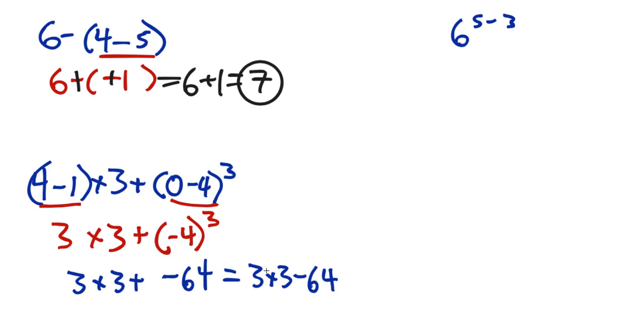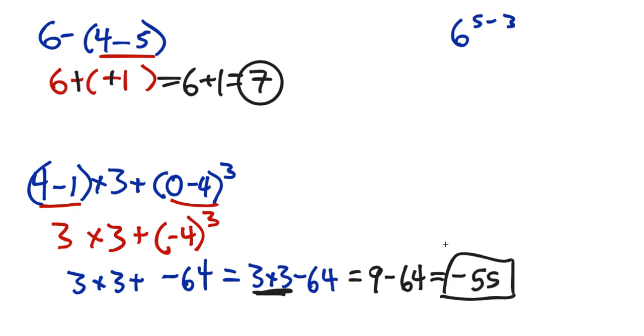Now we've got multiplication. We're going to do left to right, multiplication, division. So the multiplication part we have is this 3 times 3, which is going to become 9 minus 64. And then 9 minus 64 simplifies to -55. Awesome. That one's done.